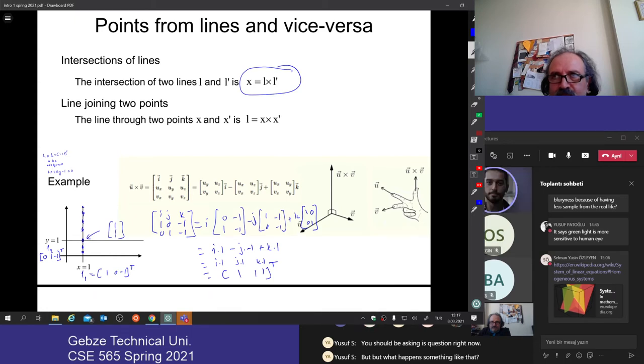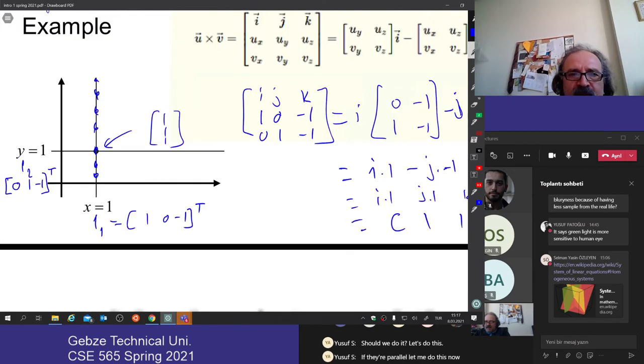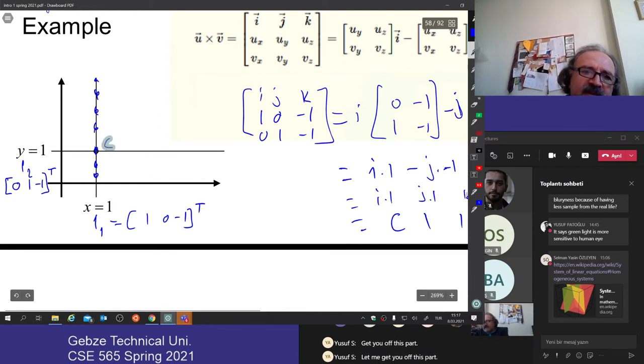If they are parallel? Yes, exactly, Cesar. What happens if they are parallel, okay? What happens if they are parallel? What am I gonna get? The formula is still valid, right? The formula is still valid. Should we do it? Let's do this. If they are parallel, let me do this now. If they are parallel, let me get rid of this part. Okay. If they are parallel, I am going to do this.